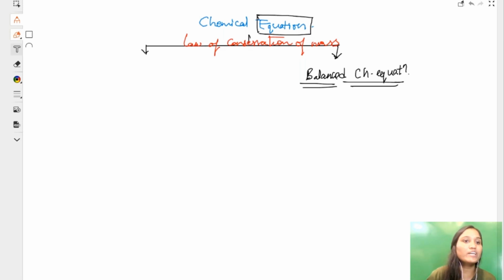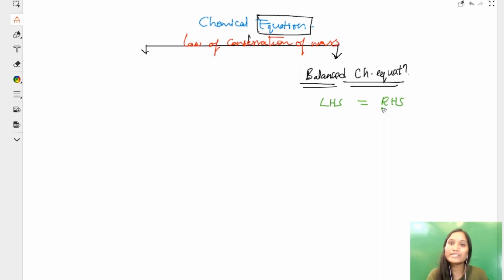Simple. We have studied about two things, right? Left hand side and right hand side. If the number of atoms on the left hand side is equal to the number of atoms on the right hand side, you call the equation a balanced chemical equation. See, the left hand side is representing the starting materials of a reaction, and the right hand side is representing the ending materials of the reaction, isn't it?